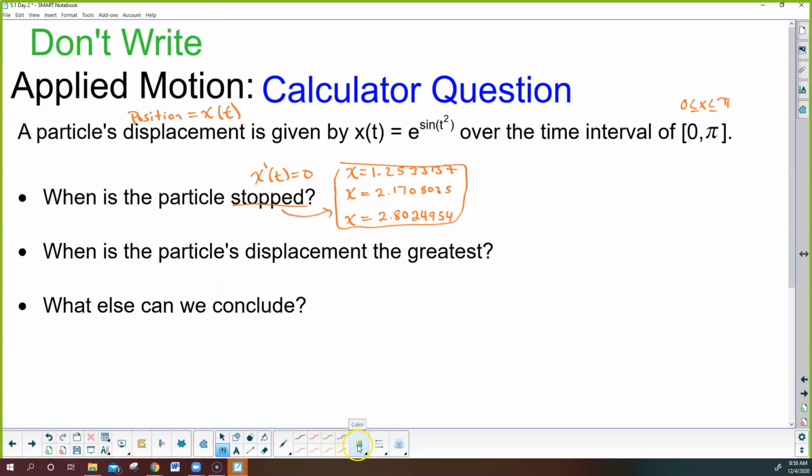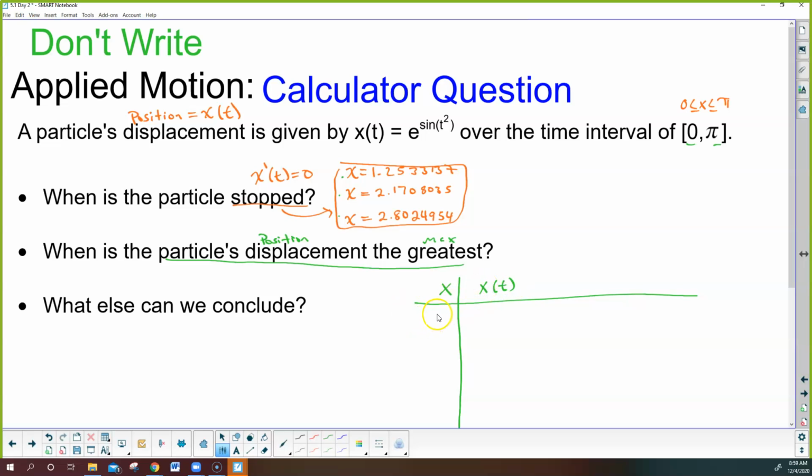All right, the second part of this question asks, when is the particle's displacement the greatest? Well, remember, another word for displacement is position, and another word for greatest is the maximum. So I have to figure out, when does this have a maximum value? Well, notice, I already have the critical points right here. And then I have my endpoints right here. So what I'm officially going to do, now notice this as well.